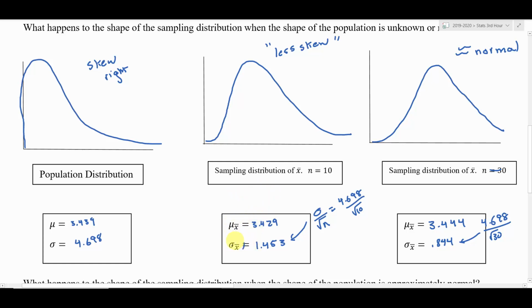Same thing with the standard deviation. We're no longer looking at the standard deviation of the population, we're looking at the standard deviation of the means. All right, so that's why they changed that notation on us there.